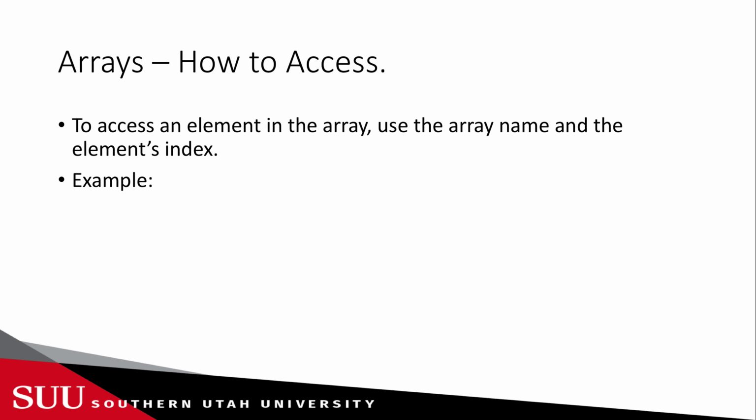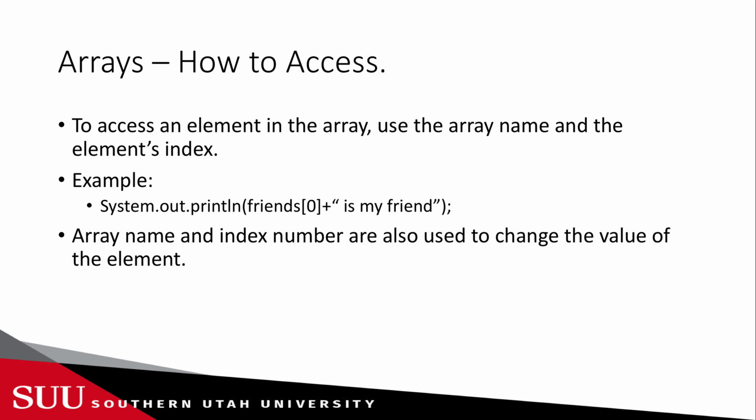An example with our friends array: if I say friends of 0, this is going to return the friend that is stored at position 0 in my array. If I say friends at 1, it is going to retrieve the friend that is at position 1 in my array. Similarly, if I want to change an element, I just specify the location and then assign it a new value, and this is going to allow me to change that element.